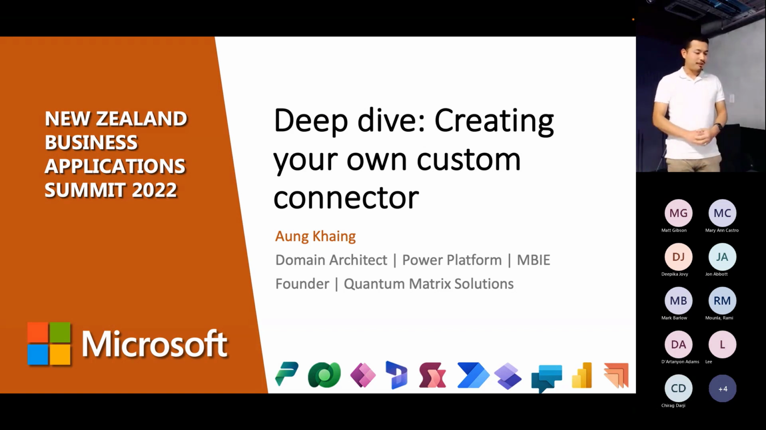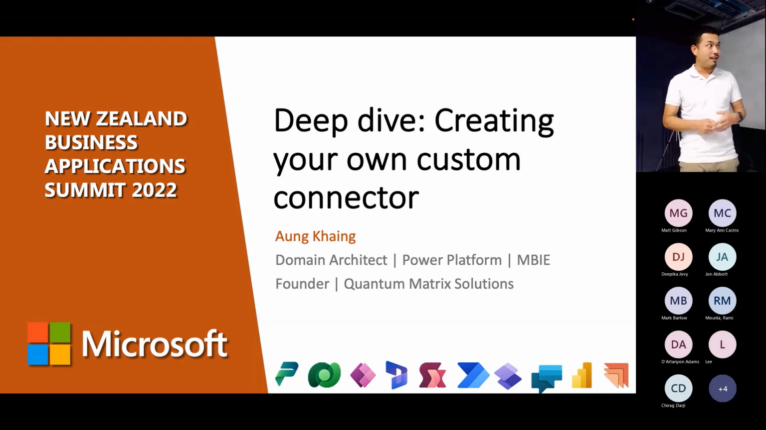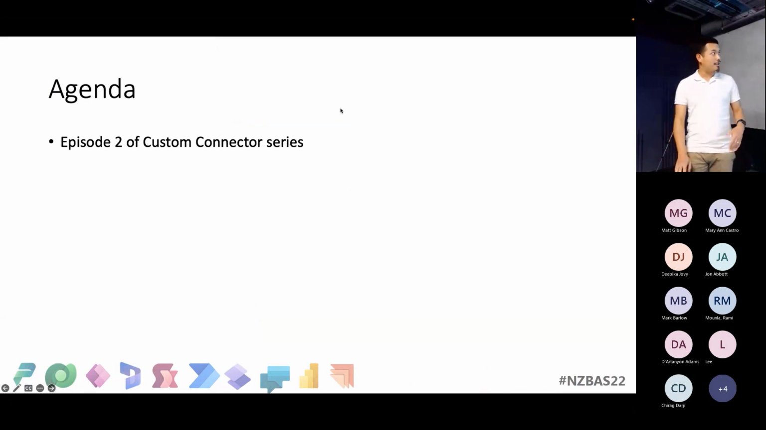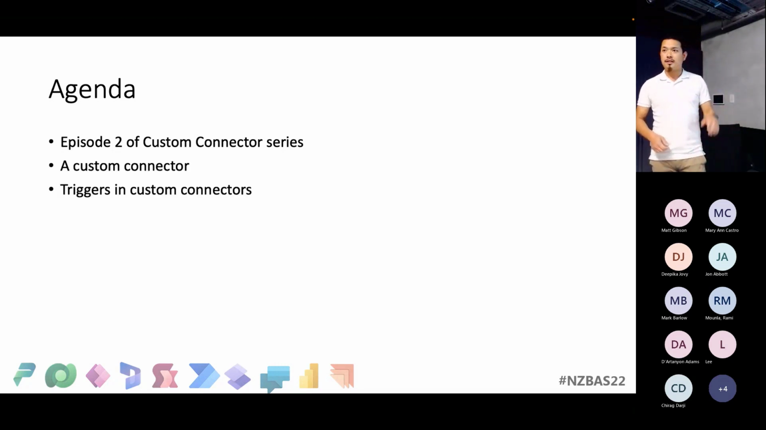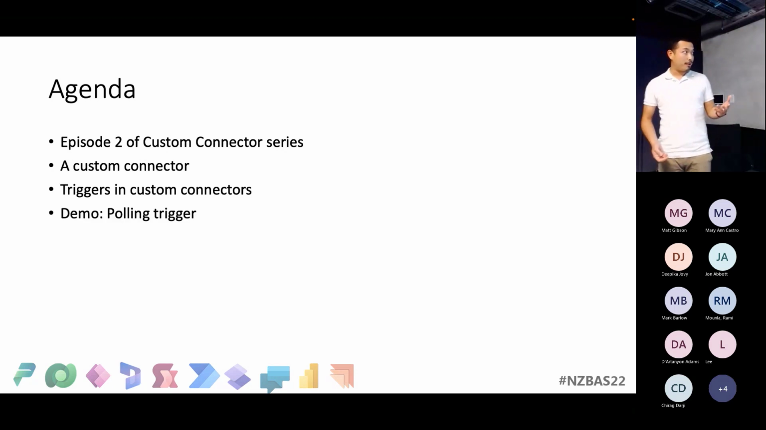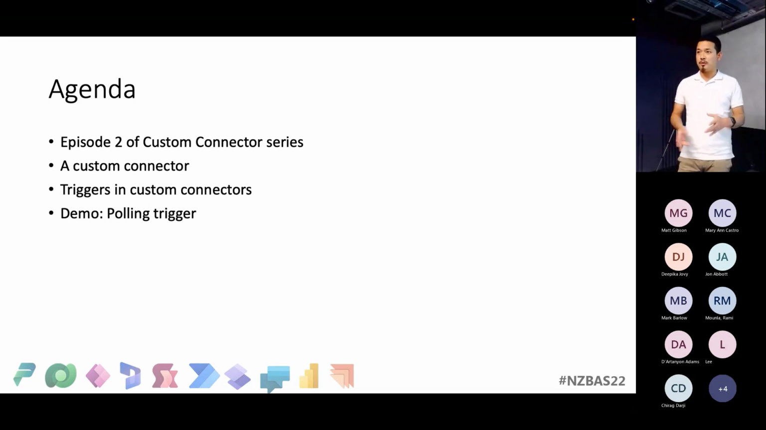All right, thank you. Today's topic is creating the reusable custom connector. This is the next episode of the series. Like I said, this is episode 2 of the custom connector series, and I will cover a little bit about the previous sessions, just so that we get a bit of the history. Today's session mainly focuses on triggers in the custom connector, how we can create the different triggers. I will also show a demo where I'm creating a polling trigger with the custom connector.